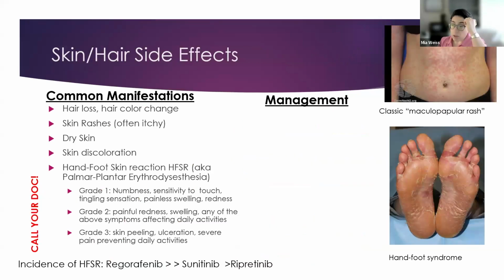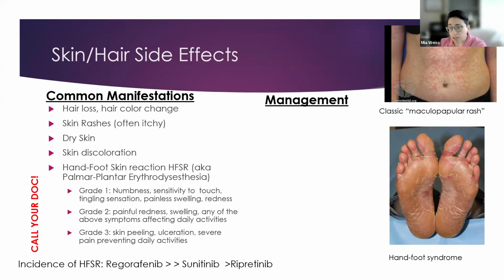So we're going to talk next about some of the skin and hair side effects with these drugs. Hair loss and hair color change can happen. Again, less common with imatinib, but certainly something we see with Qinlock and Stivarga. Not necessarily that a patient loses all their hair as they would with classic chemotherapy, but something to be aware of.